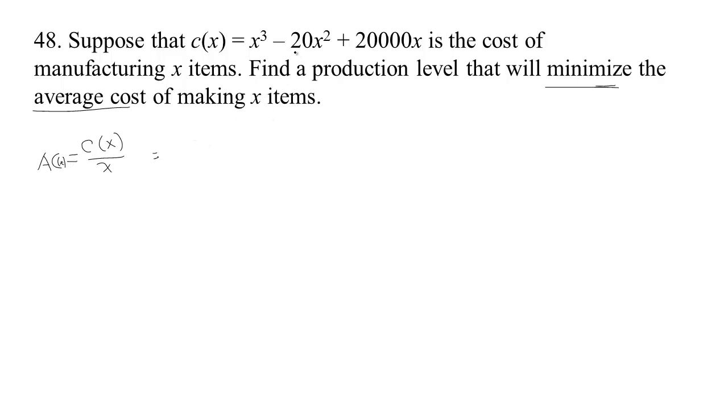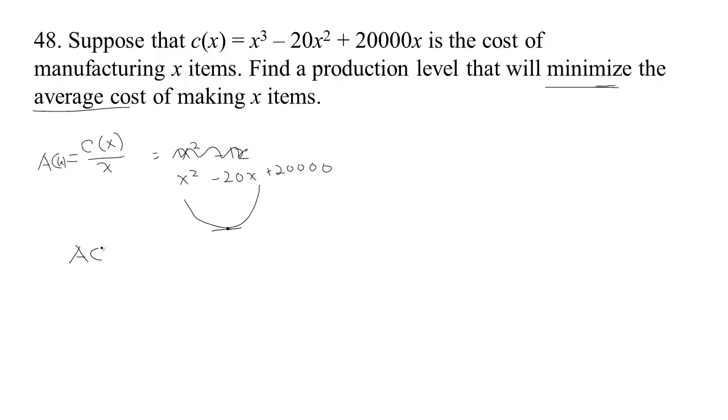So in this case, if we take the cost and we divide by x, each term has one x in it. So we get x squared minus 20x plus 20,000. So we just want to optimize this function, the average cost. I can see that that's a parabola, and so we're just looking for the bottom of the parabola. That's going to be the only place where the derivative is 0.